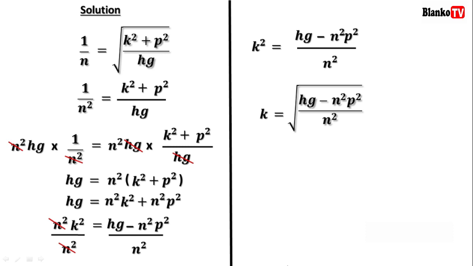I hope you understand. So to transpose 1 over n equals the square root of k square plus p square over hg, to make k the subject, k is equal to the square root of hg minus n square p square all over n square.